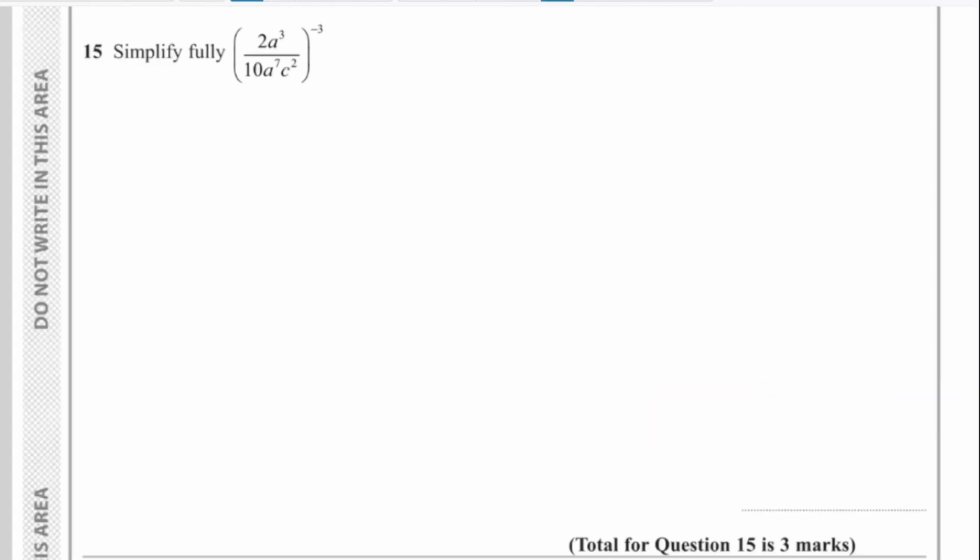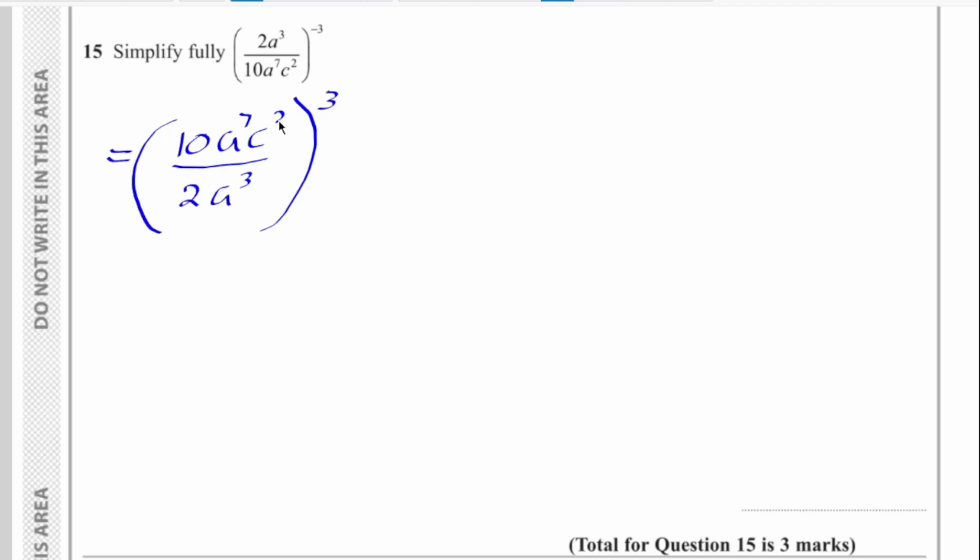Let's do question 15 under indices. I can make this power positive by flipping the fraction. You can take the denominator to the numerator and the numerator to the denominator, then the power gets positive. So we have to get the reciprocal of this fraction to make the power positive. Let's do it first. Then 10, I'm taking it to the numerator, a to the power of 7, c to the power of 2, over 2 times a cubed.